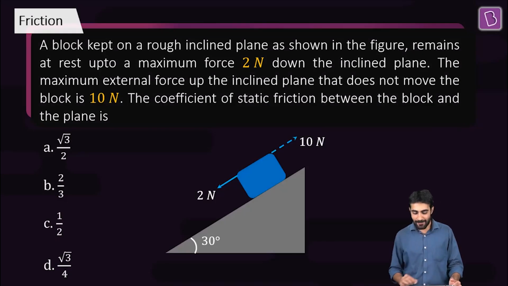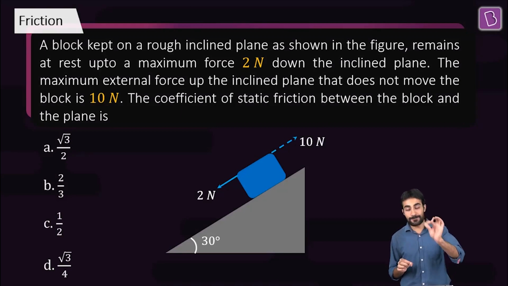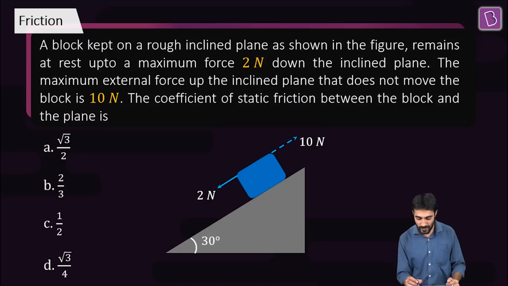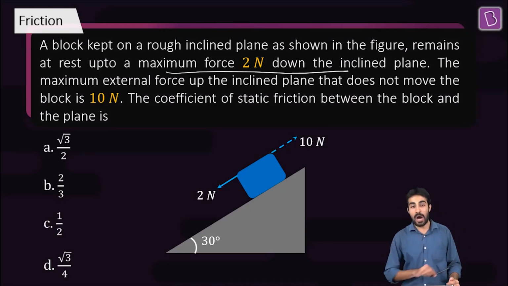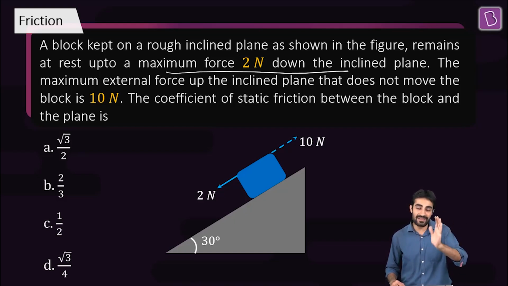A block is kept on a rough inclined plane as shown in the figure. It remains at rest up to a maximum force of 2 Newton down the inclined plane. So, if we apply 2 Newton down the inclined plane, the block will stay at rest. If a force higher than 2 Newton is applied down the inclined plane, then there is slipping. This is the question up to now.